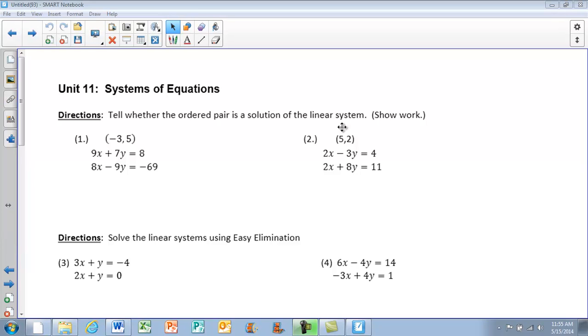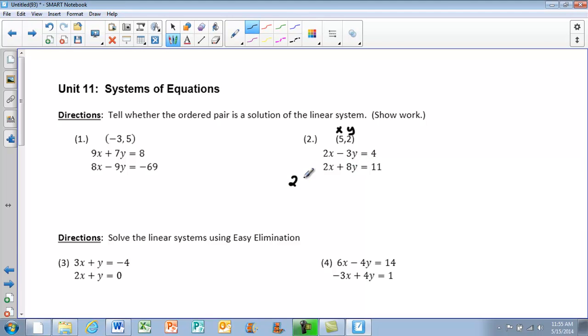Alright, our next section that we are going to take a look at is still looking at Unit 11. Now these are going to be the solutions for the evens. So if we take a look at number 2, we're telling whether or not the ordered pair is a solution in the linear system. So remember that the 5 is our x, the 2 is our y. We have to plug them back into each and see if it's a true statement.